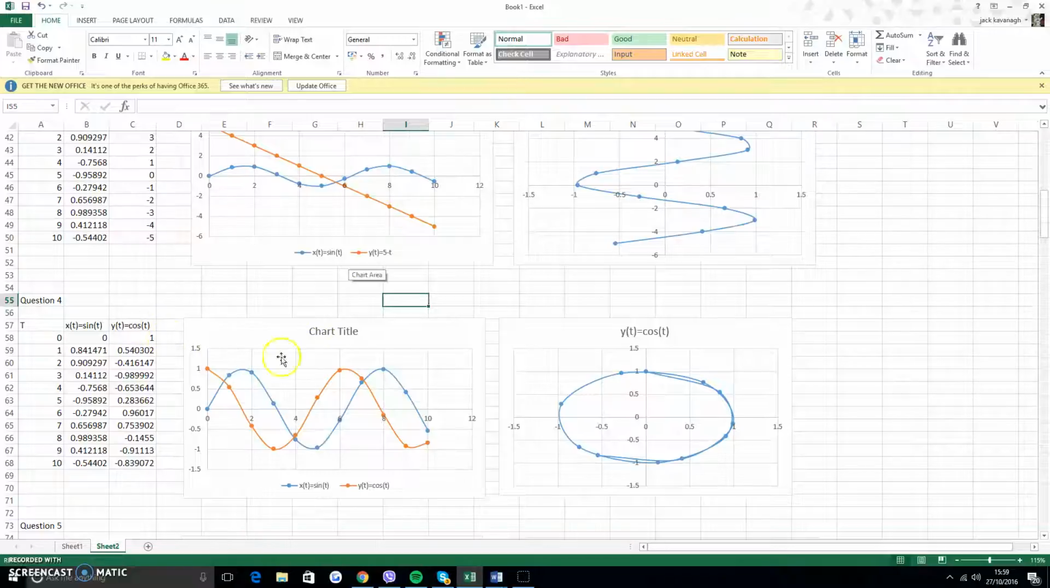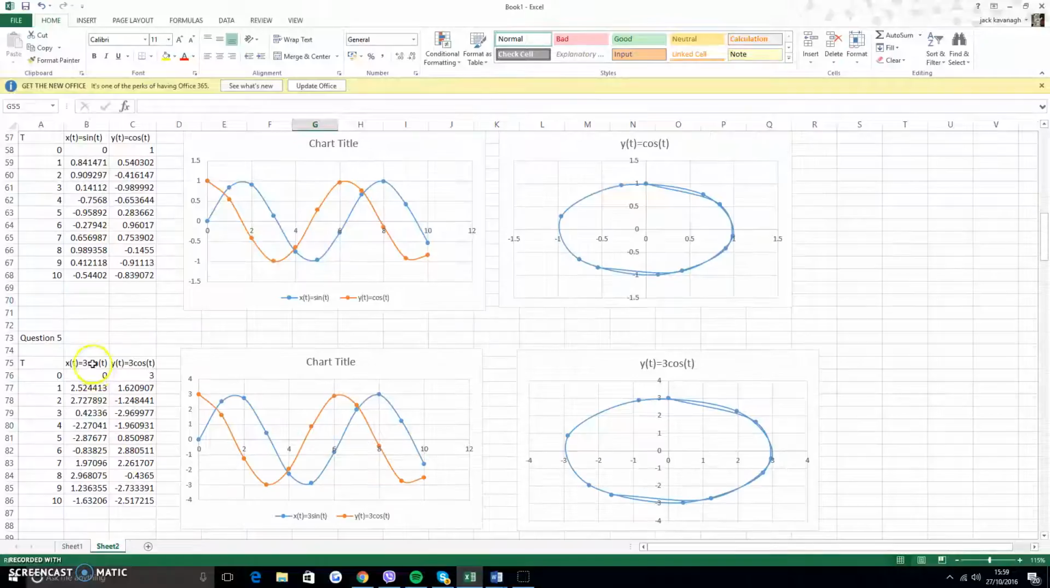Now to get the radius, it's going to go by standard between 1 and minus 1. To get that, all we have to do is put a number in front of it. So this one here goes between minus 1 and 1. If you put 3 in front of it, it goes between 3 and minus 3.